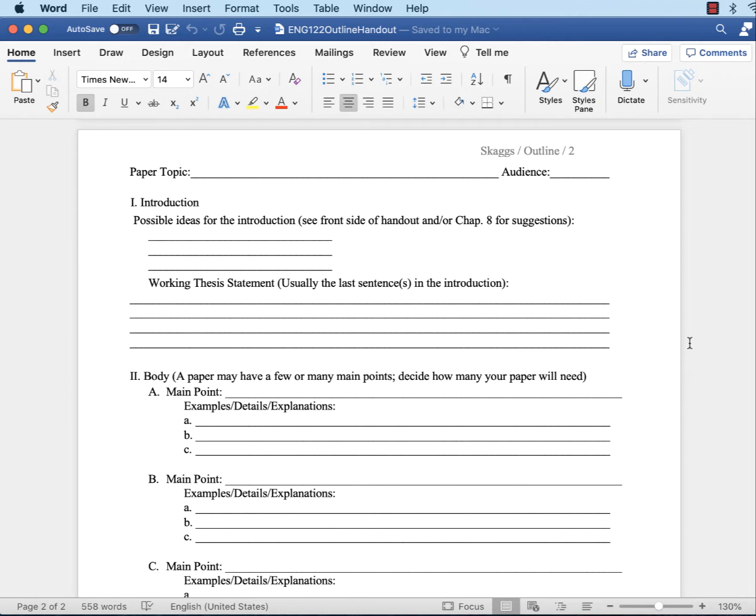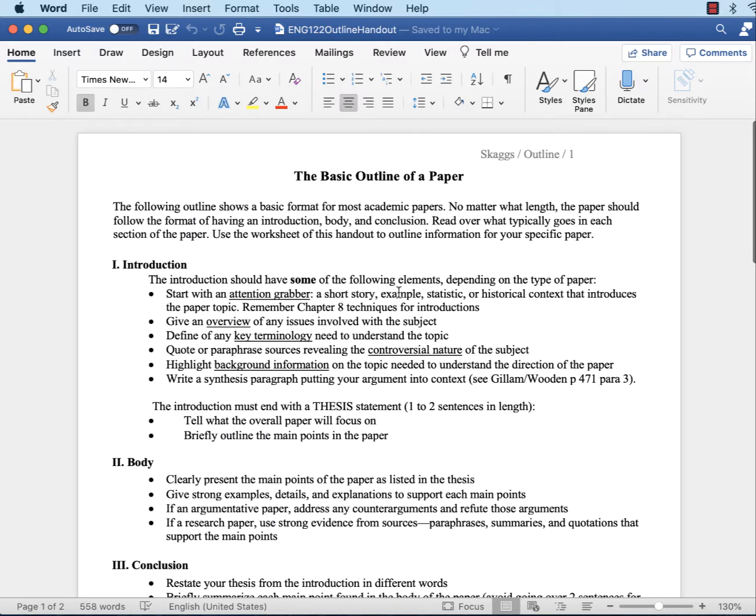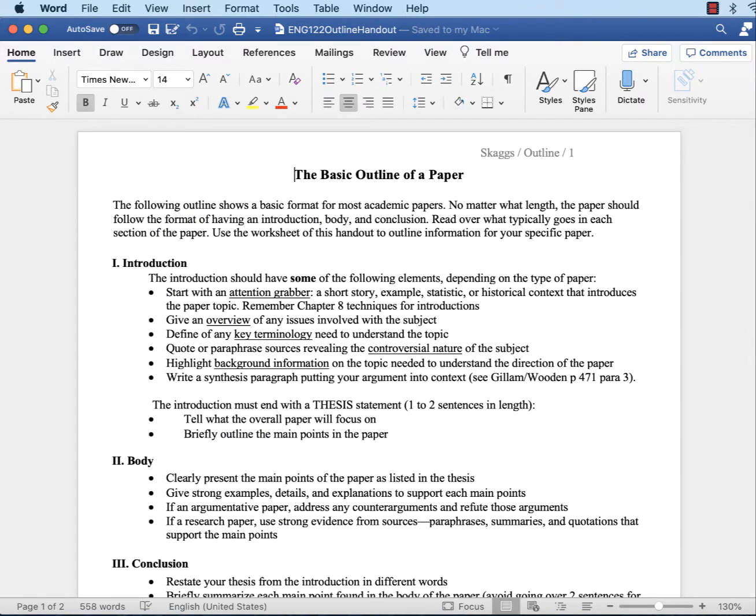However, what you turn in is a Microsoft Word document with the outline, not the worksheet. And I'll show you how to do some of the formatting here when we get towards the end. But let's go over what's expected in the outline assignment.